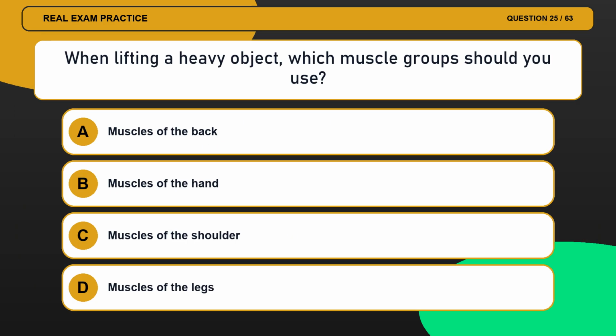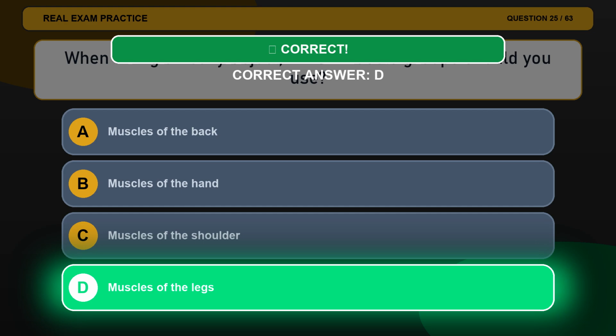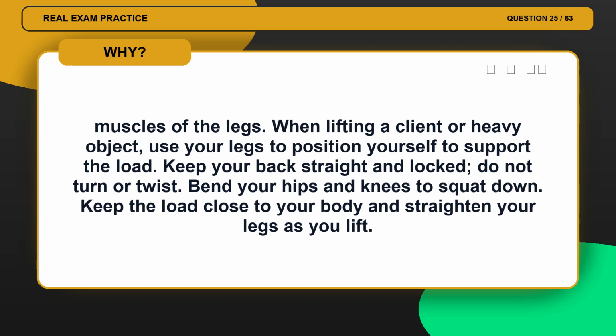Question 25. When lifting a heavy object, which muscle groups should you use? Option A, muscles of the back. Option B, muscles of the hand. Option C, muscles of the shoulder. Option D, muscles of the legs. The correct answer is option D, muscles of the legs.